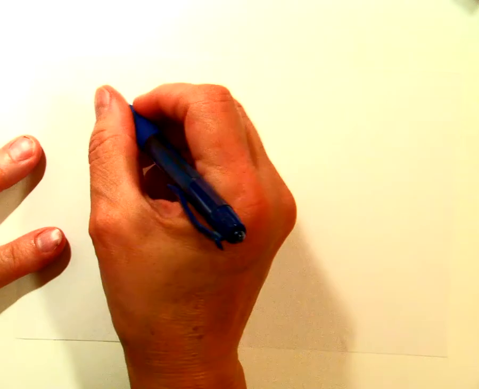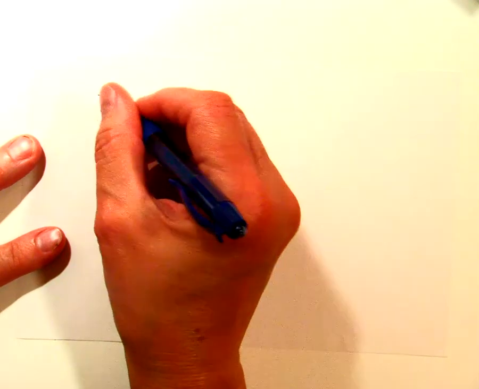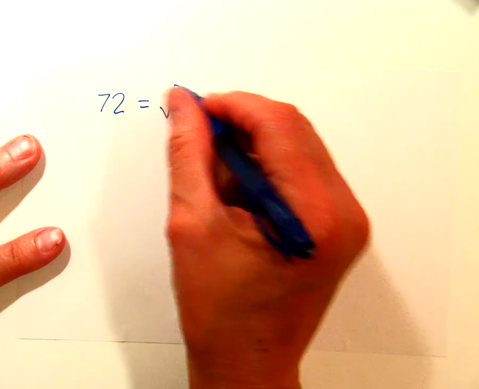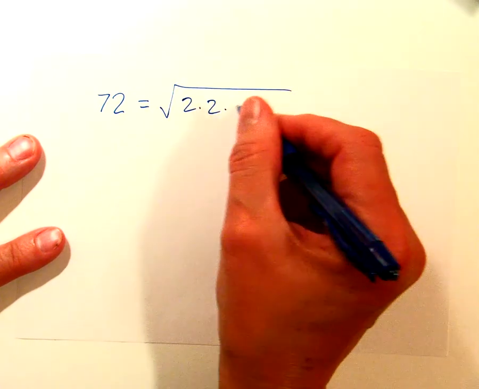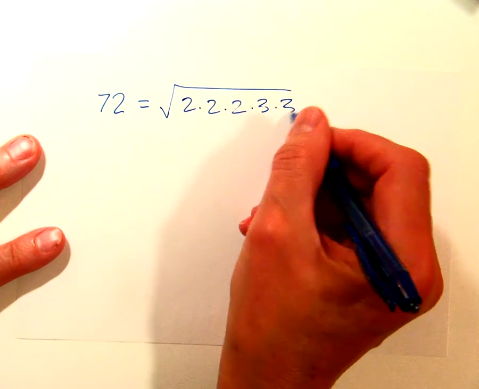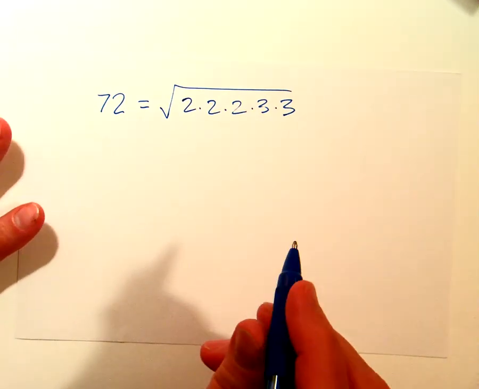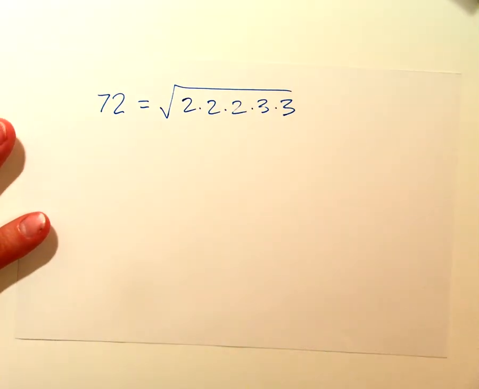How about we'll just do 72. We already know 72 is the square root of 2 times 2 times 2 times 3 times 3. Okay, well, the way I like to think of this, as I alluded to a little bit earlier, is happy couples and lonely onlys.